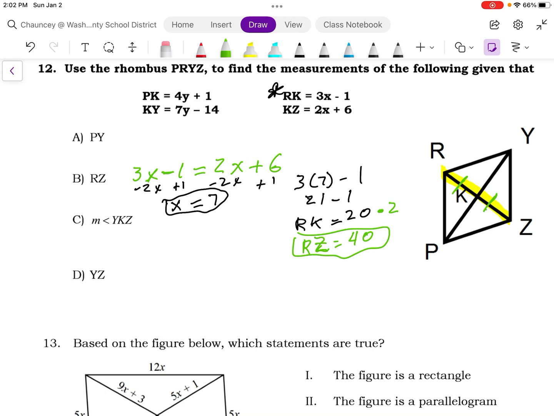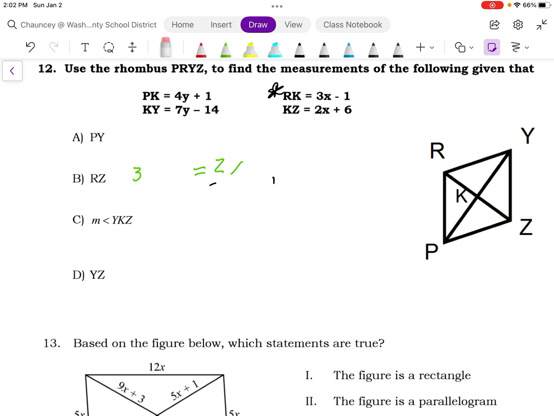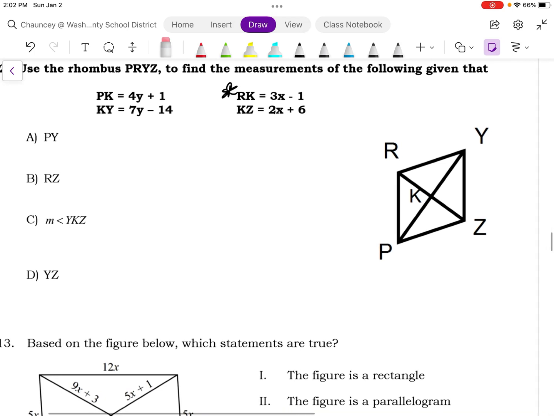All right, cool. Let me erase that. We'll go down to the measure of YKZ. So let's do that. Okay, so they want YKZ. So let's outline this and see what we're dealing with here. So YKZ.